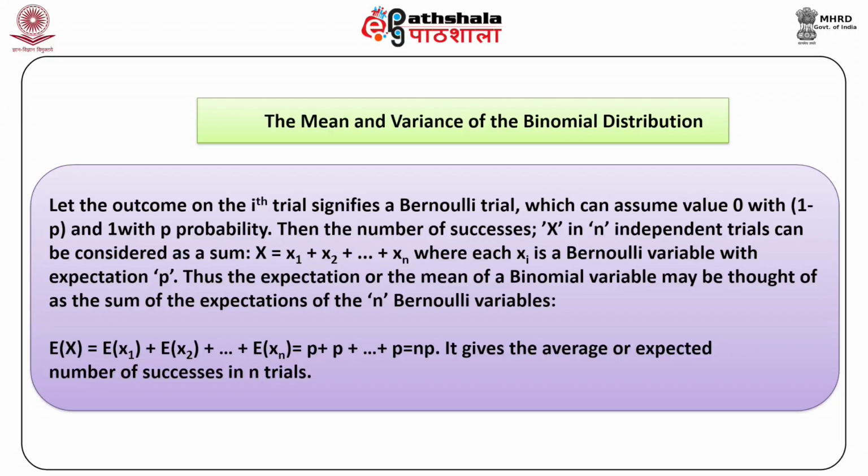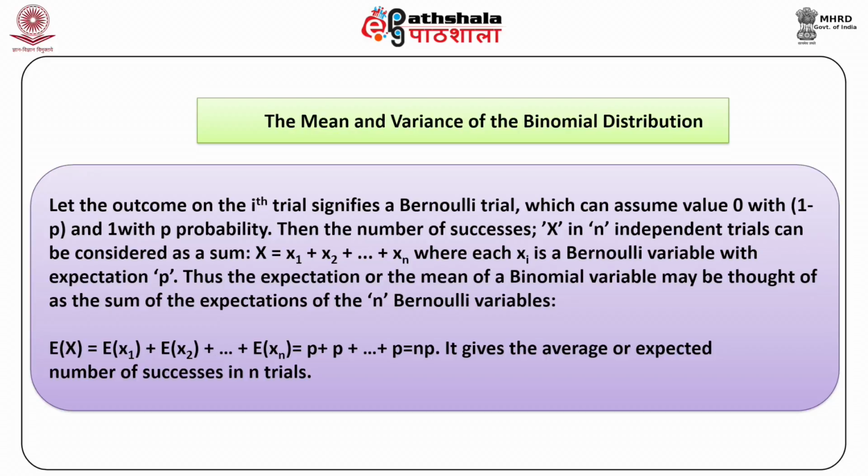Let the outcome of the ith trial signify a Bernoulli trial, which can assume the value 0 with probability 1 minus p and the value 1 with probability p. So two possible outcomes, 0 and 1, with corresponding probabilities 1 minus p and p. I am sure you would recollect that we have defined 0 as failure and 1 as success. Then the number of successes X in n independent trials can be considered as a sum, which means we can consider capital X equal to x1 plus x2 up to xn, where each xi is a Bernoulli variable with expectation p.